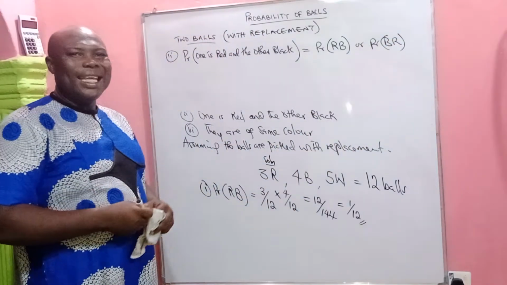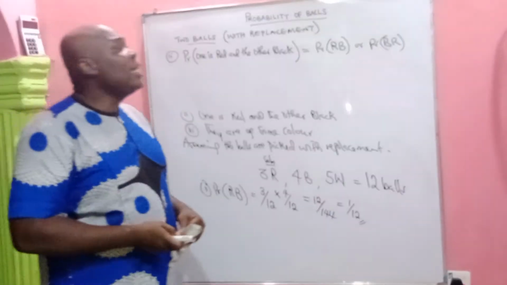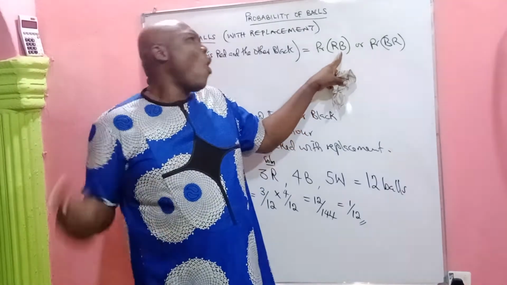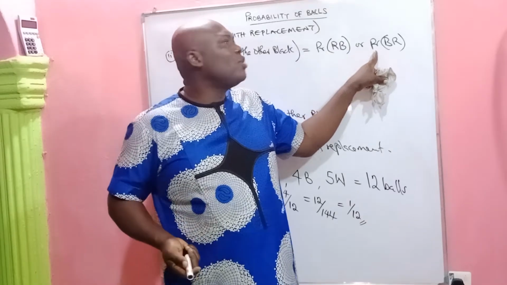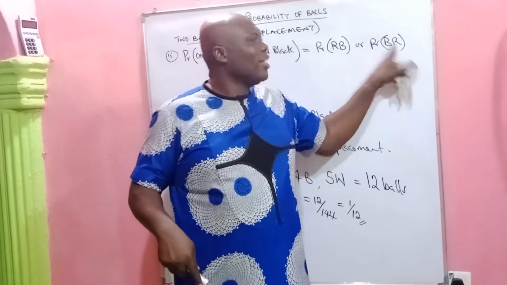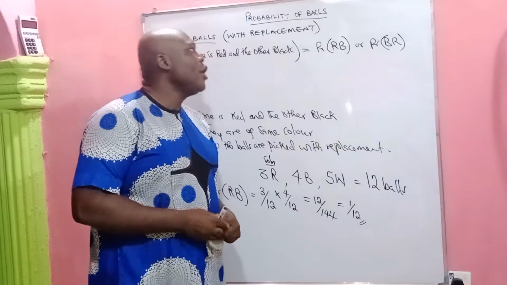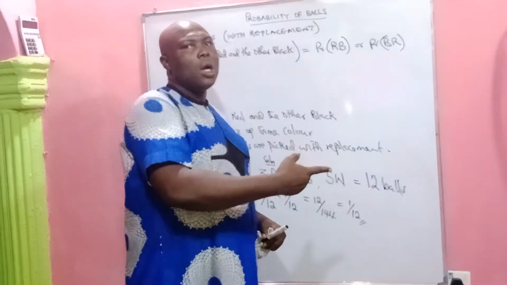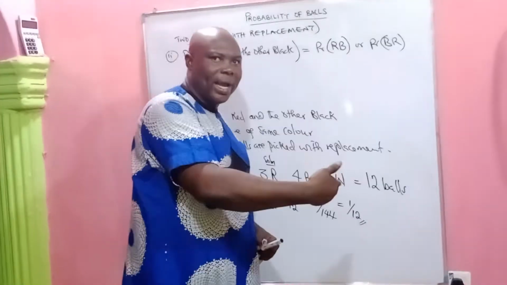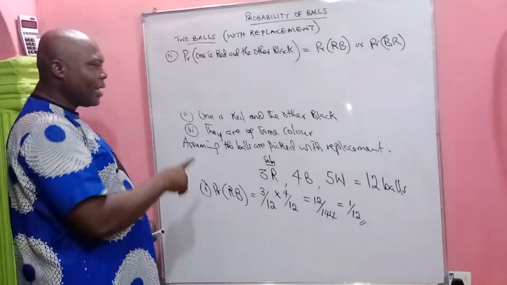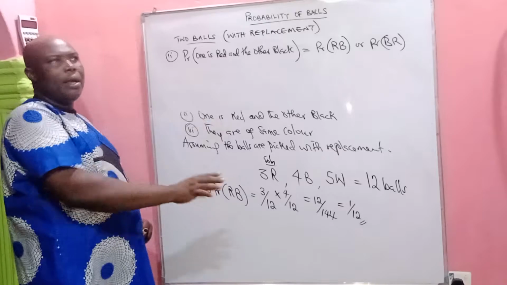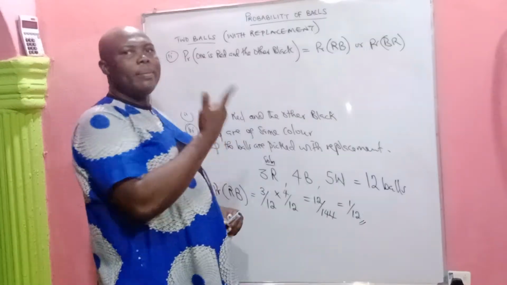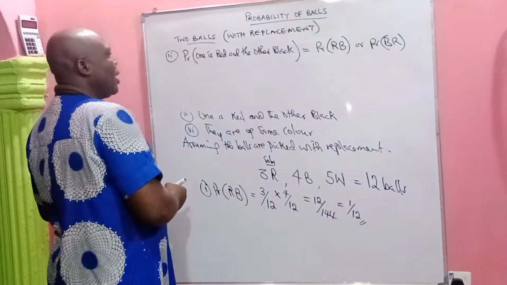Because they said one is red and the other black, meaning that the first one we pick is red and the second is black. Or probably the first one we picked was black and the second is red in that order. So when you hear one is red and the other black, it means you have red coming before black or black coming before red. So the order doesn't matter. Unlike the first one, they gave you the order. But here the order doesn't matter. So it means you either have red, black or black, red. All right, so we are going to do that.